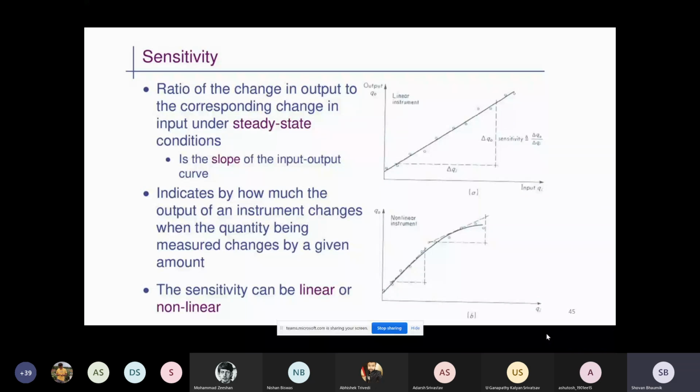So which one is more sensitive? The thermometer which gives the output of 10 millimeter for a change of 1 degree input is more sensitive, right? And which one will be more acceptable? Suppose you have two instruments, one with high sensitivity, another with low sensitivity. Which instrument will you choose? You will choose the highly sensitive instrument, because for a small change in input, if you get a large change in output, that means you can measure it.